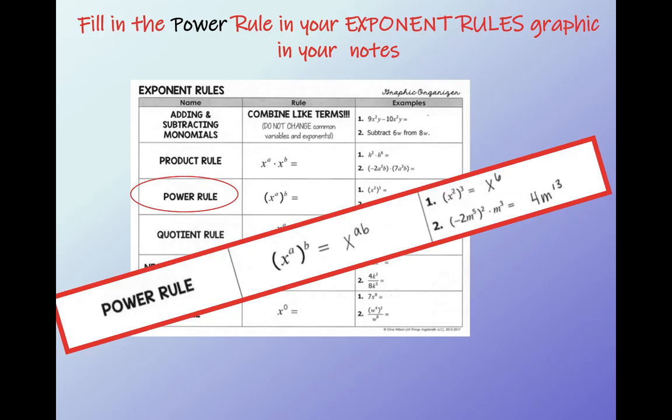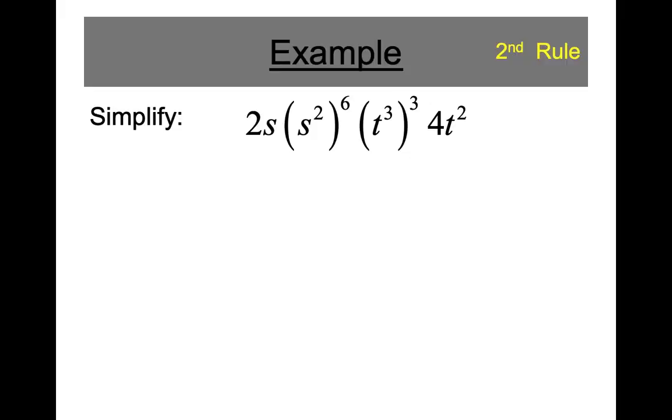On your handout that's in your notes, the power rule should be written as the value of x to a power raised to the b power as x to the a times b. And as before, we have another couple of examples over here, so stop the video if you need to write those down. Now let's go ahead and try another example for the second rule. This is the power rule.